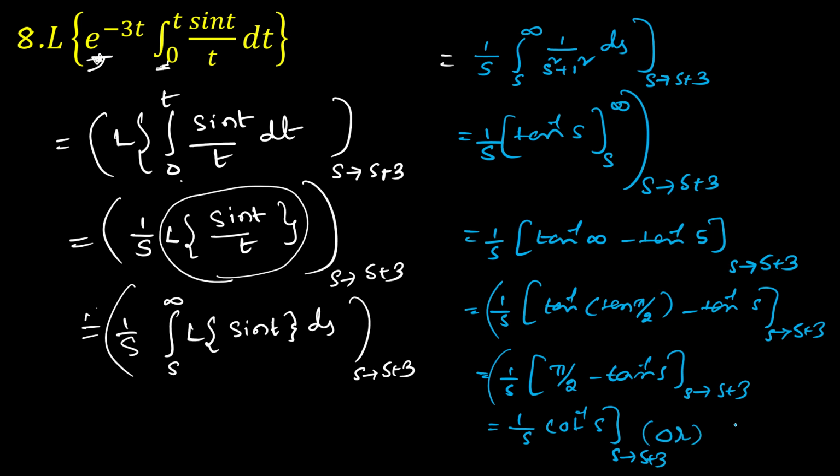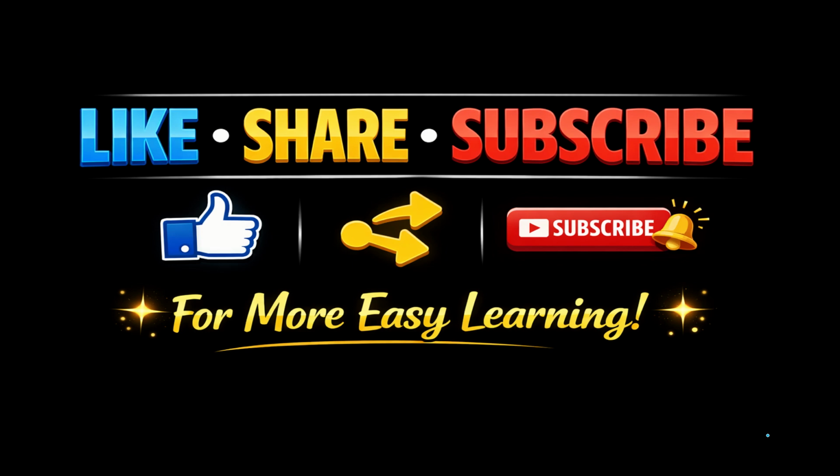Now replace s by s plus 3. 1 by s plus 3, now we have cot inverse of s plus 3. I hope you understood clearly.